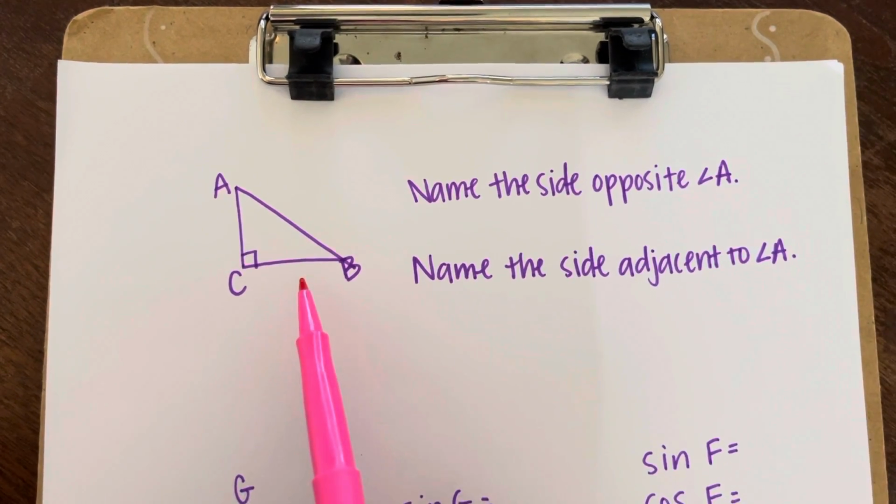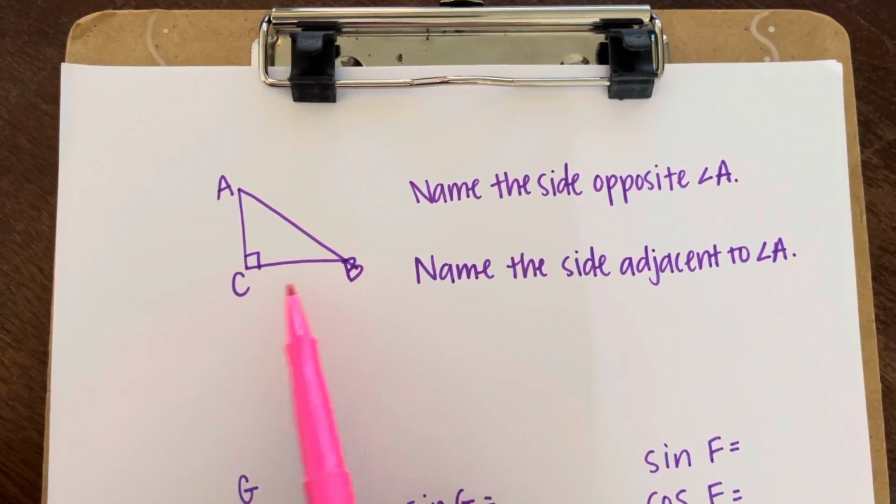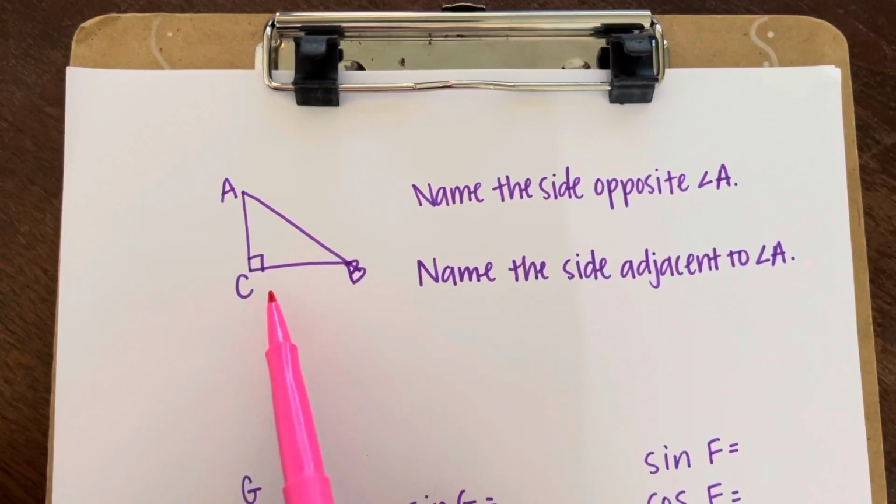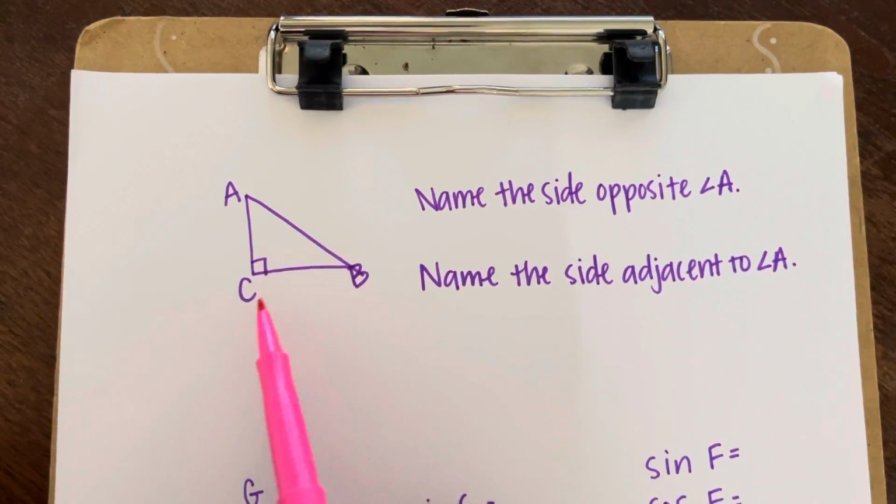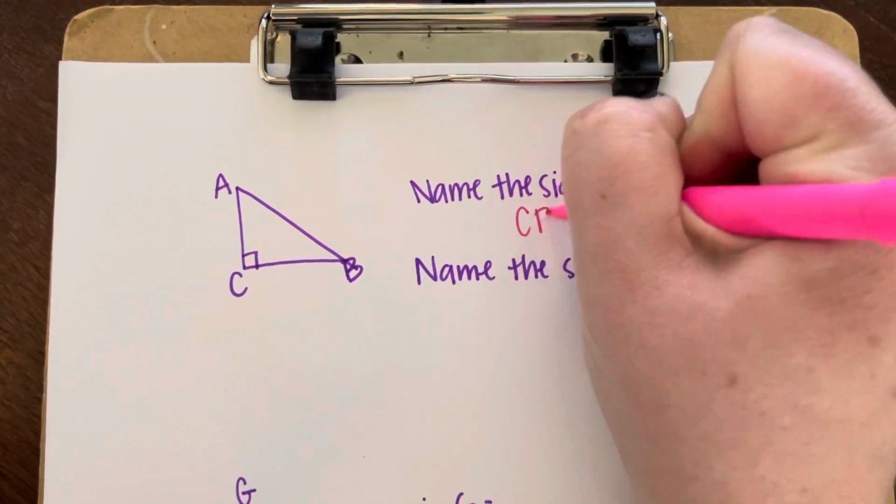Now, to name a side of a triangle, you need two letters, so I would choose the two endpoints. So I could either name this side CB or BC. Either one is referring to the same side.